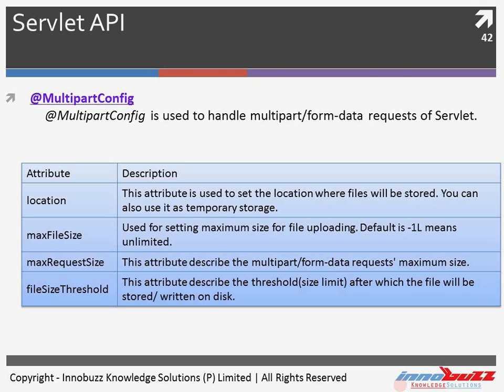Therefore, the location will be used to store files temporarily while processing parts, when the size of the file is bigger than the file size threshold. Then max file size, where we mention the maximum size for file uploading. The default is -1, which means unlimited. Max request size describes the maximum size of the multi-part or form data request.